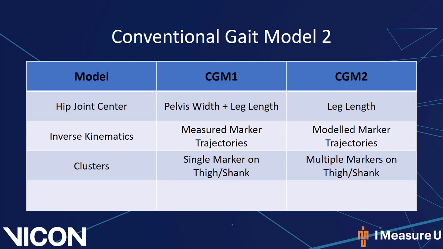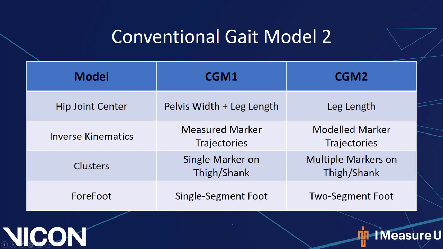Third is the skin clusters model. The original CGM advocated that a thigh and shank wand be used to help define the pose of these segments. Plugin Gait adapted this model by allowing these markers to be directly affixed to the skin. As these landmarks on the thigh and shank can be prone to soft tissue artifact, the third CGM2 model proposes a cluster of markers that will help address or minimize this artifact.